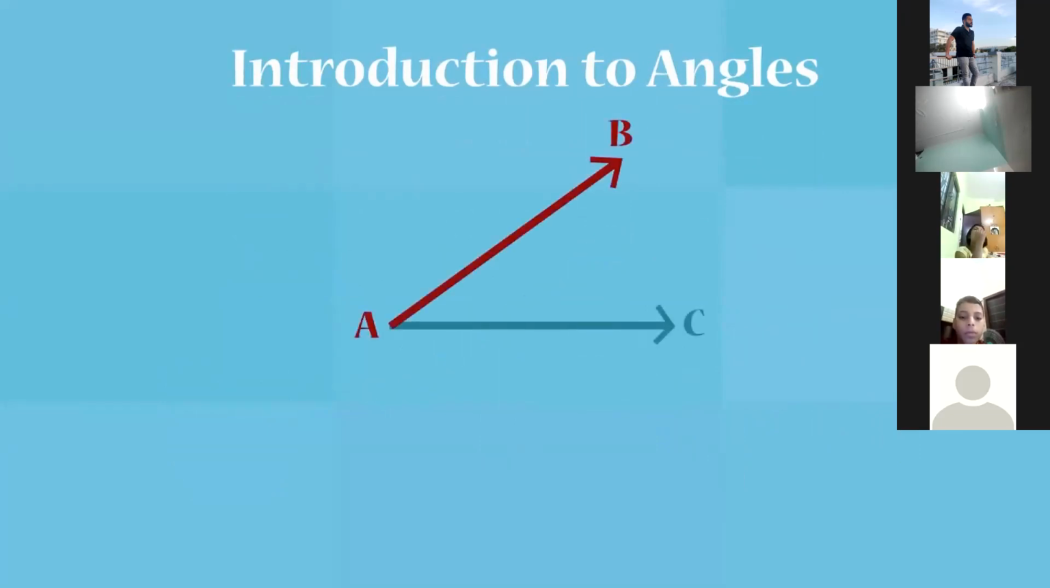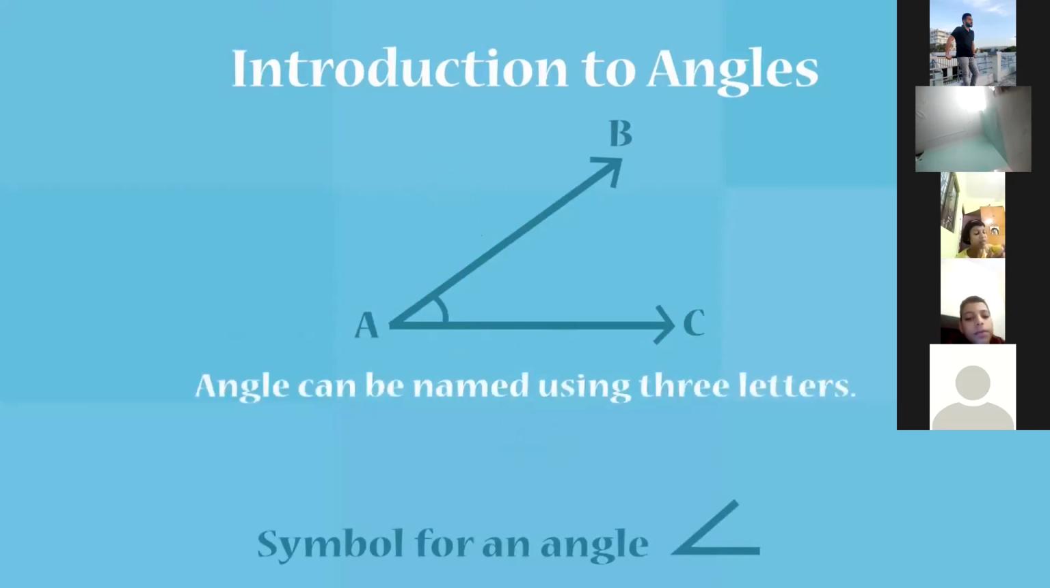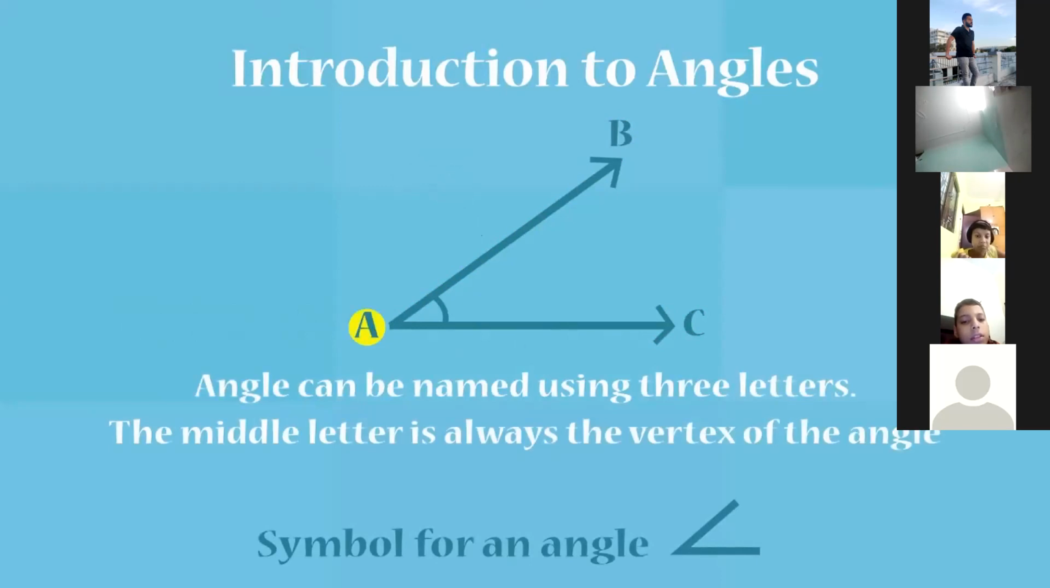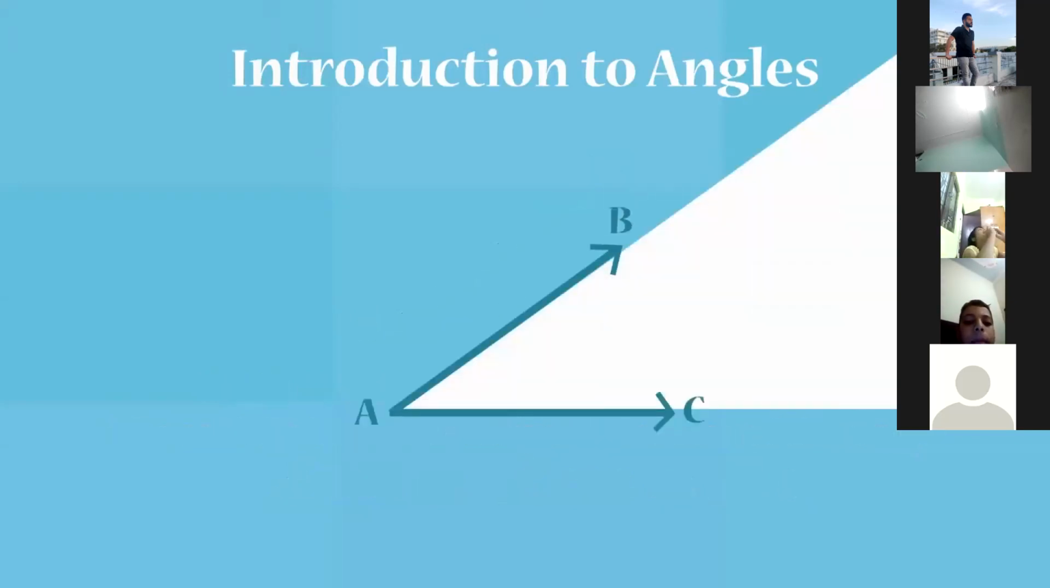Look at these rays, AB and AC. They form an angle between them. So, both ray AB and ray AC are the arms of the angle. Point A is the vertex of the angle. This is the symbol used for an angle. Every angle is given a name. An angle can be named using 3 letters. The middle letter is always the vertex of the angle. We can name the given angle as angle BAC or angle CAB. The same angle can also be named by its vertex as angle A. The space between the arms of the angle is called the interior of the angle, and the space outside the angle is called the exterior of the angle.